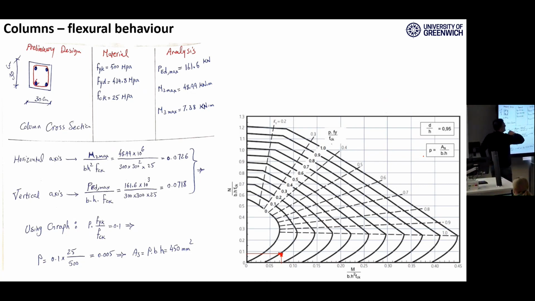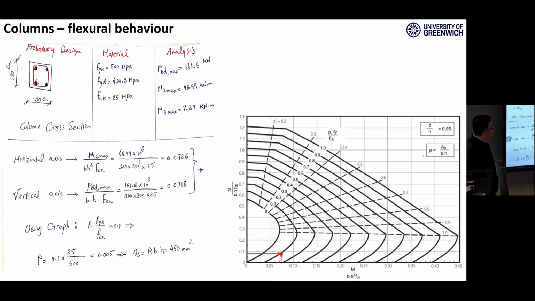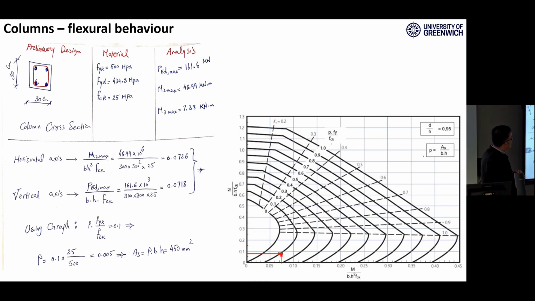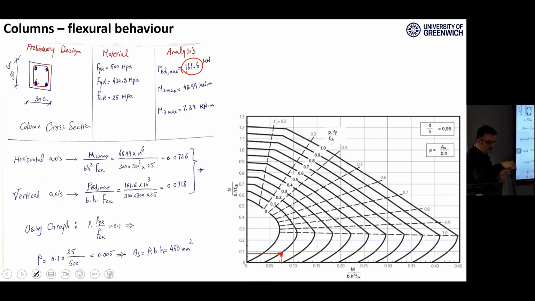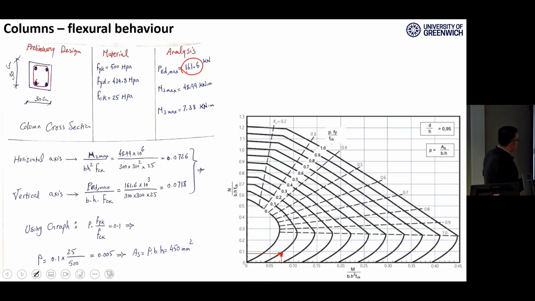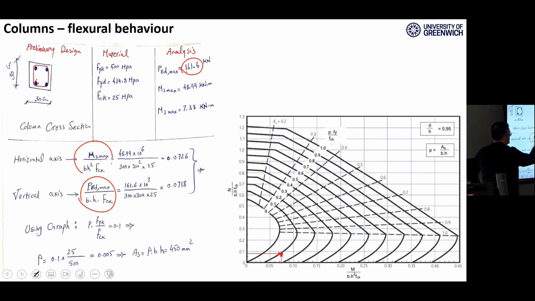FCK is the characteristic compressive strength of the concrete, and FYK is the characteristic strength of the steel. And again here, this is coming from here. This is the axial force. So we have axial force and bending moment. So we also determine the axial force over BHFCK.